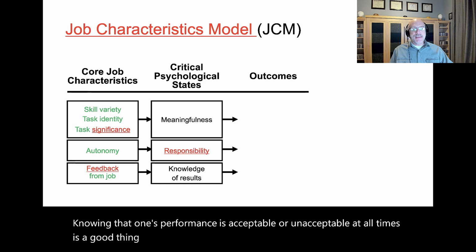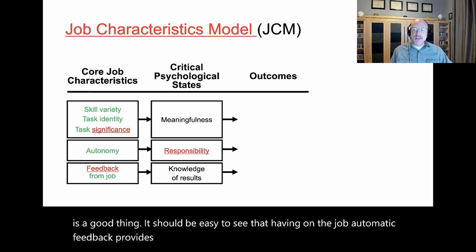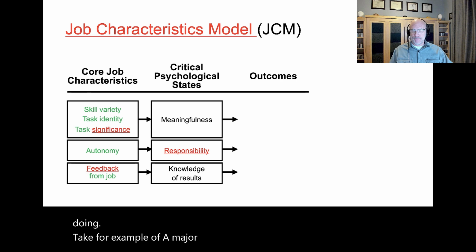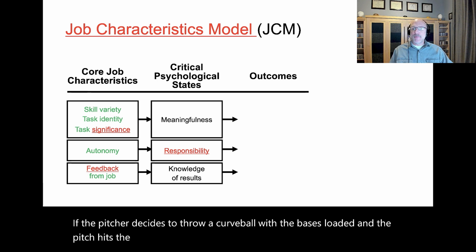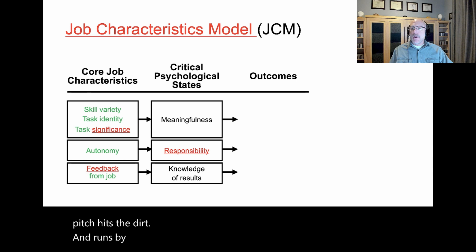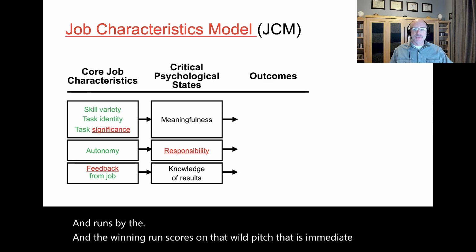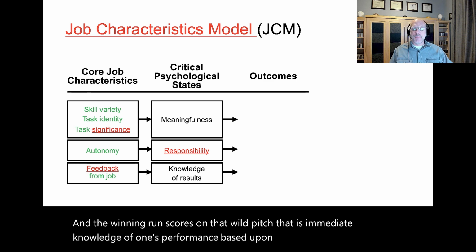It should be easy to see that having on-the-job automatic feedback provides near instantaneous knowledge of how well one is doing. Think, for example, of a Major League Baseball pitcher. If the pitcher decides to throw a curveball with the bases loaded and the pitch hits the dirt and runs by the catcher and the winning run scores on that wild pitch, that is immediate knowledge of one's performance based upon feedback from the job itself.